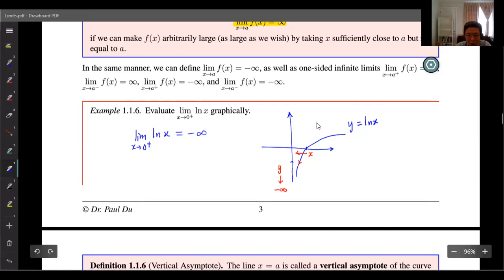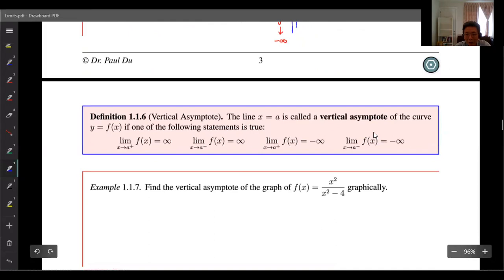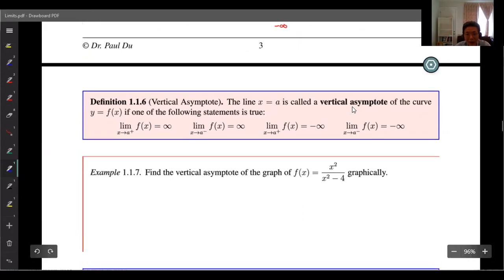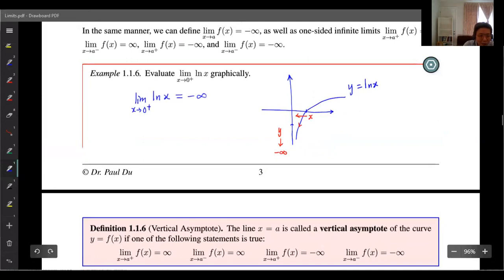Okay. Good. So again, we have a so-called vertical asymptote. If we have an infinite limit, we can talk about a vertical asymptote, right? Here we can say if the limit at 0 is infinity, positive or negative, then we can say y equals natural log x has a vertical asymptote at x equals 0.